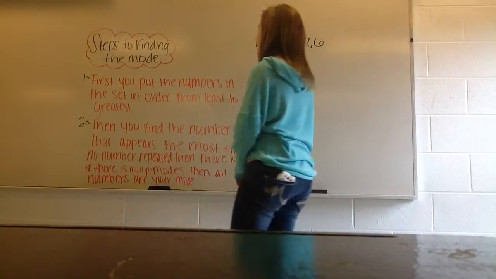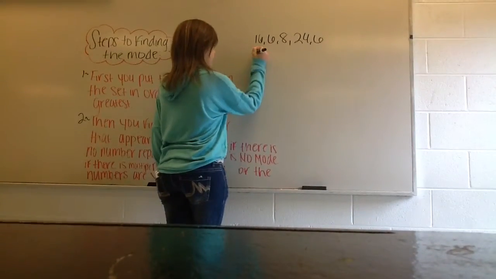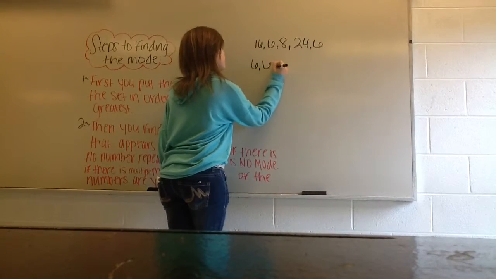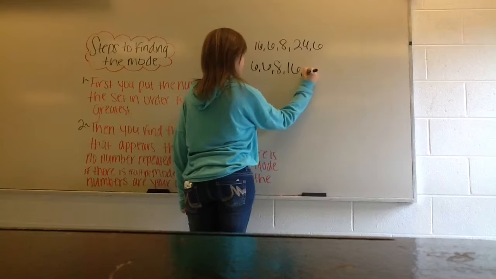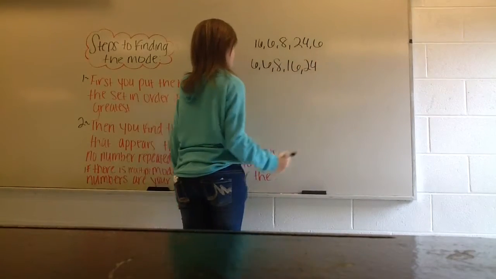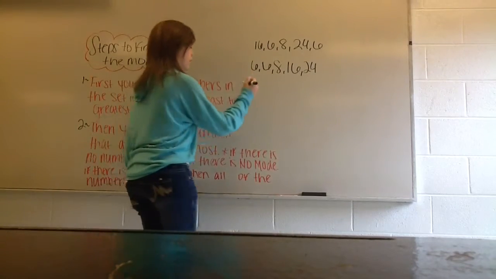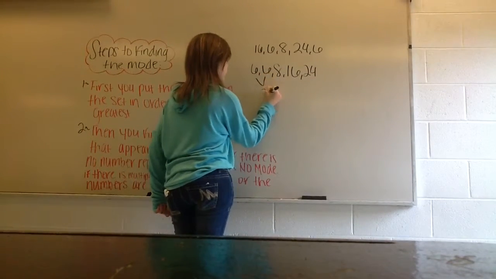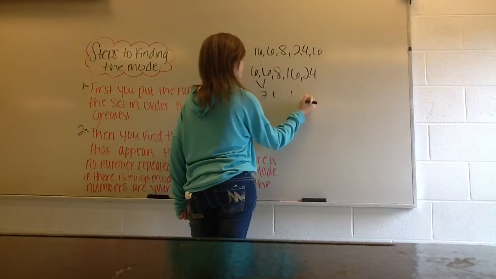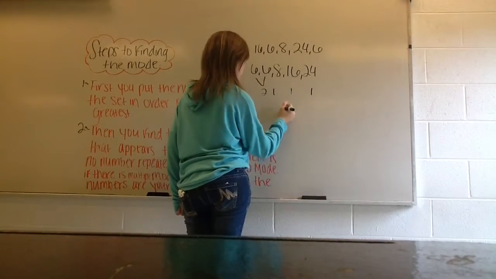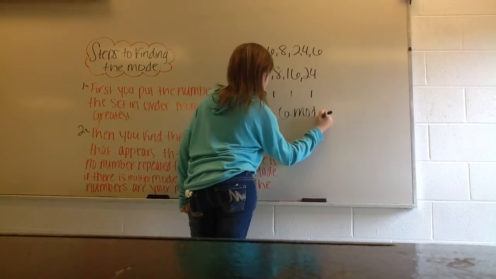So first, you're going to put your numbers in a set in order from least to greatest. So it's 6, 6, 8, 16, and 24. And then you find which number is repeated the most. There are 2 6s, 1 8, 1 16, and 1 24. So 6 is your mode because it occurs the most.